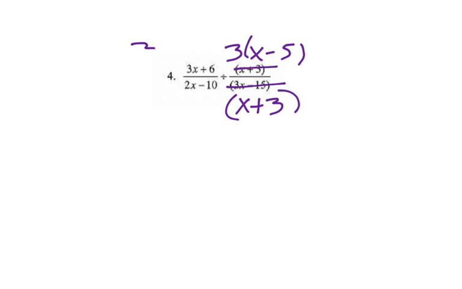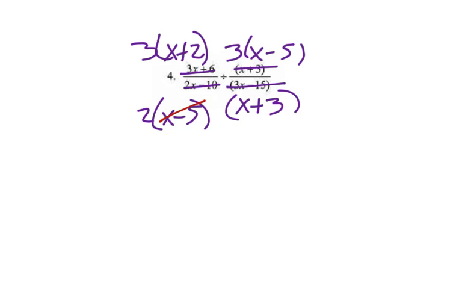3x plus 6, you can pull out a 3. Leaves you an x plus 2. 2x minus 10, pull out a 2. And it leaves you an x minus 5. Now you're ready to cancel. Looks like the x minus 5 will go away.